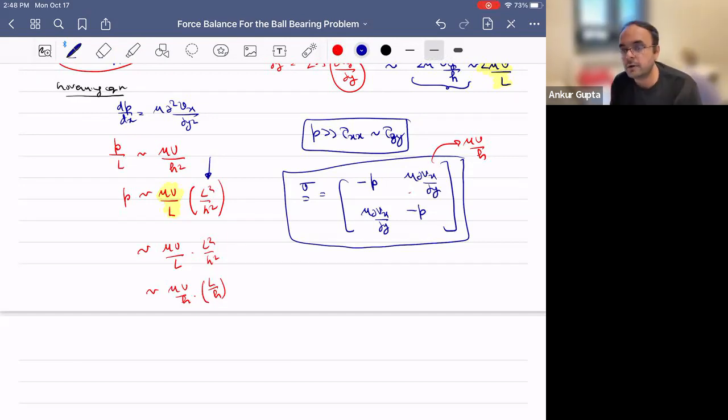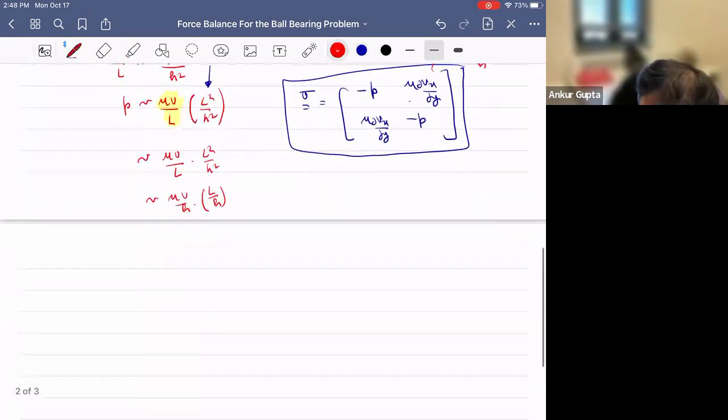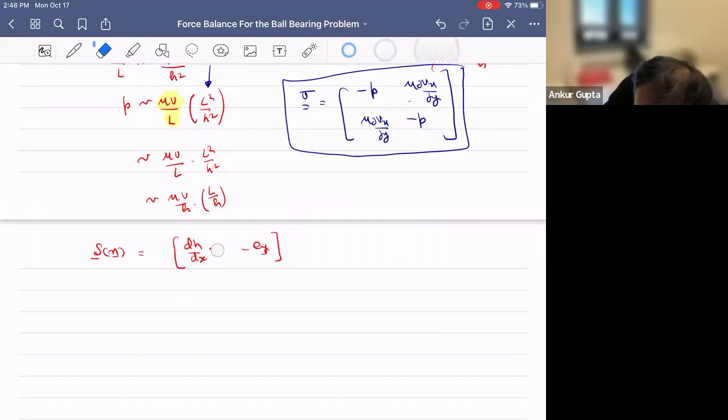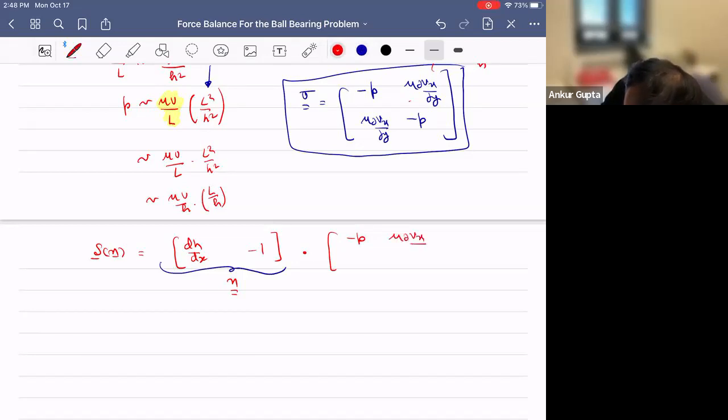All right. So this is the way you found the stress tensor. This is how you should do it in your air hockey problem as well. And then you go further and say the stress tensor Sn is dH by dx Ex minus Ey, or rather -1 in terms of matrix. This is your n dotted with minus p, and this term is your n. And then here mu del Vx by del y, minus p. Okay. And this is your sigma.